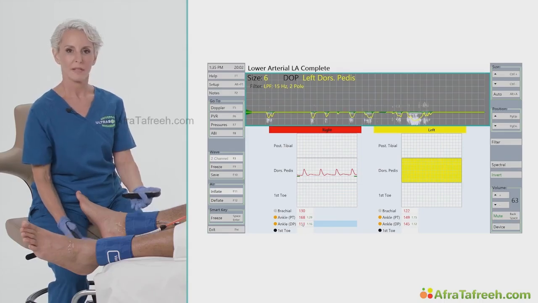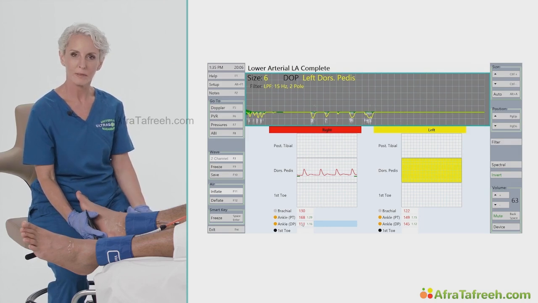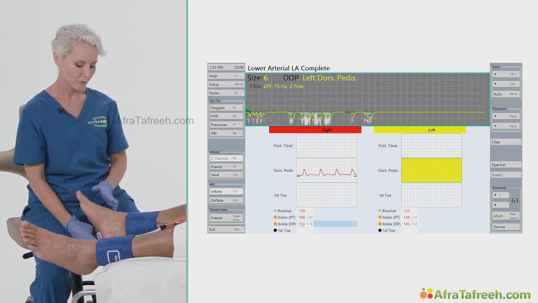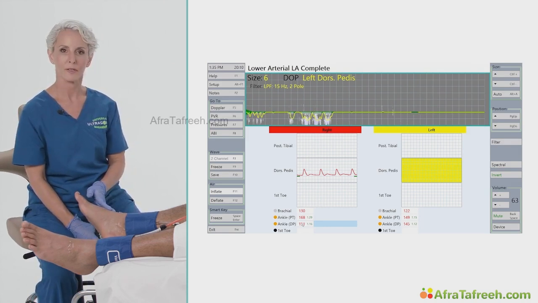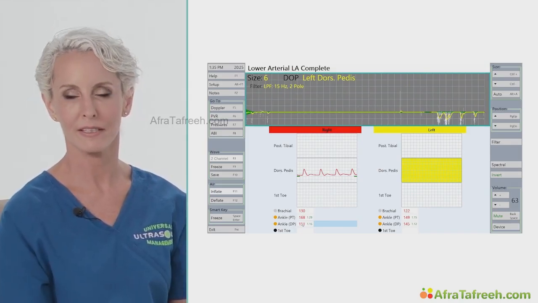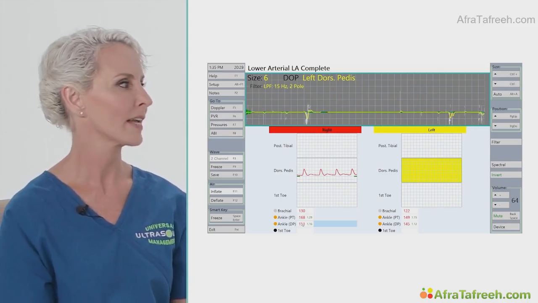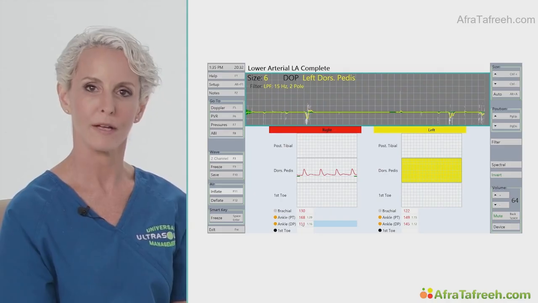So on the right side, we have an ankle pressure of 168 millimeters of mercury using the posterior tibial artery and a pressure of 151 using the dorsalis pedis artery. We will use the pressure obtained with the posterior tibial artery to calculate our ankle-brachial index, since that was the higher of the two. And our ankle-brachial index is 1.29.